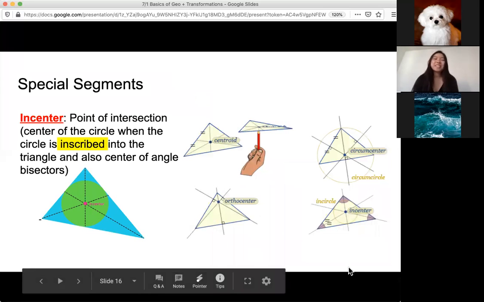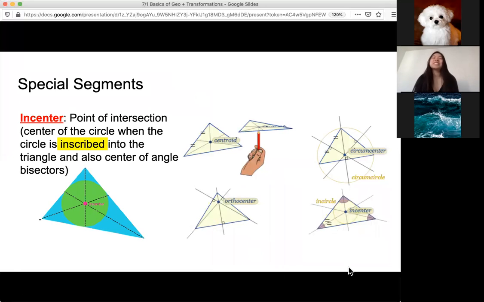Okay, so we're gonna learn about special segments. This is gonna be a mouthful. So the first thing we're gonna learn is about incenter.